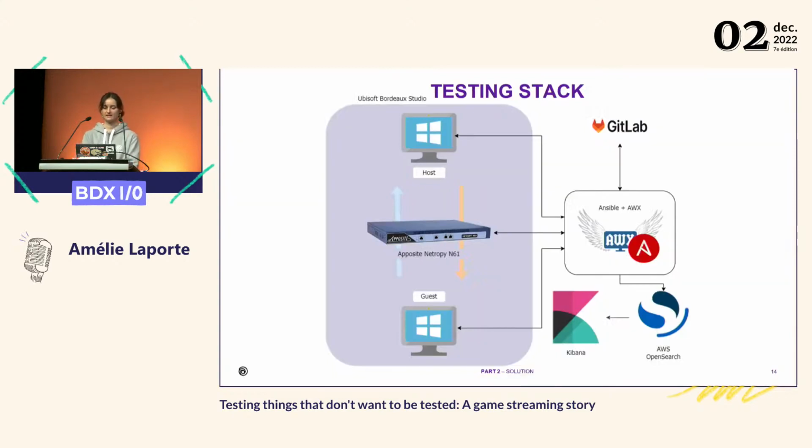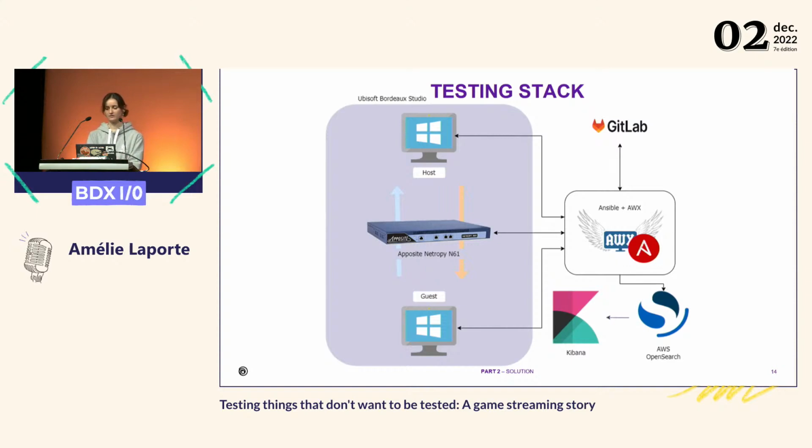So what does the testing stack look like? At the studio in Bordeaux, we have our 2 computers that are reserved for our testing purposes. And then we have an Apposite Netropy N61. I think it might be a little bit exotic, but it's a physical device that allows us to emulate any type of network. So it's really customizable. It has an API, so we can automate things on it. And the network between our 2 computers goes through this device. So every time we do a stream, we force the network to go through the Netropy device.